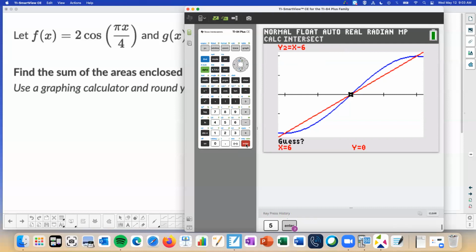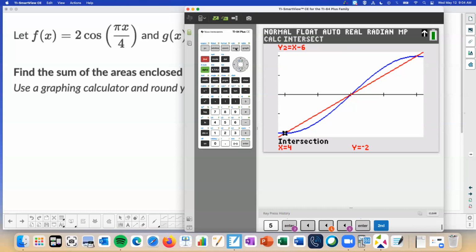If I had like 5 lines graphed, I'd have to pick the correct 2. And then the third thing, it says guess. So it wants me to move my cursor about where they cross. So it meets at 4, -2. Okay, so x equals 4 is one intersection.